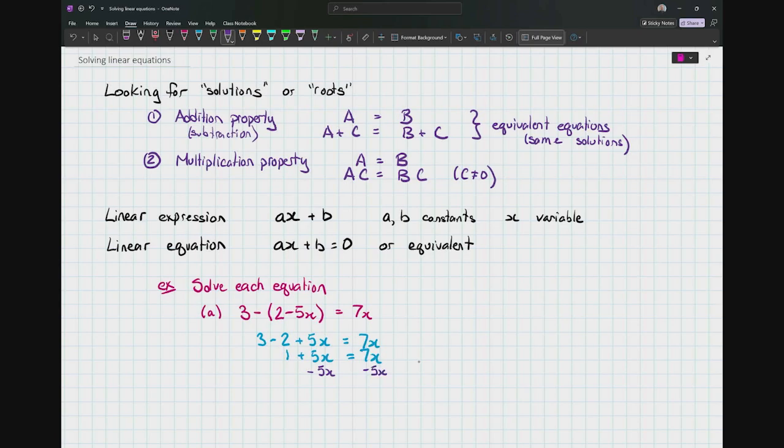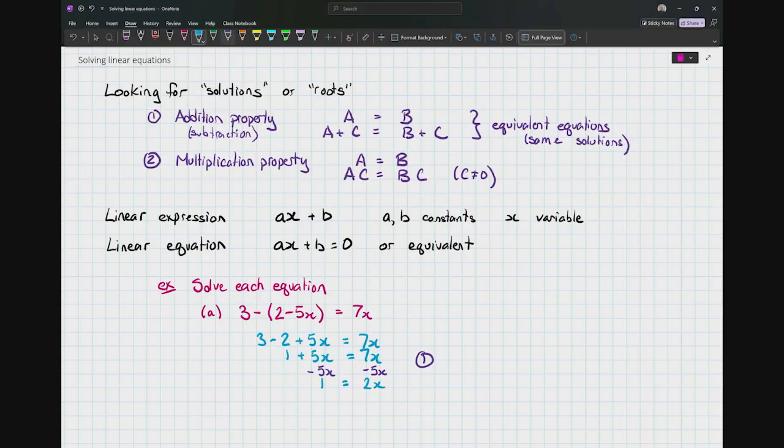And I'll label that as using property number 1 there. Now, taking away the 5x from the left-hand side leaves us with just the constant term 1, and 7x minus 5x just leaves us with 2x. Okay, at this point, still a linear equation, but now I've got all my x's on one side of the equation.